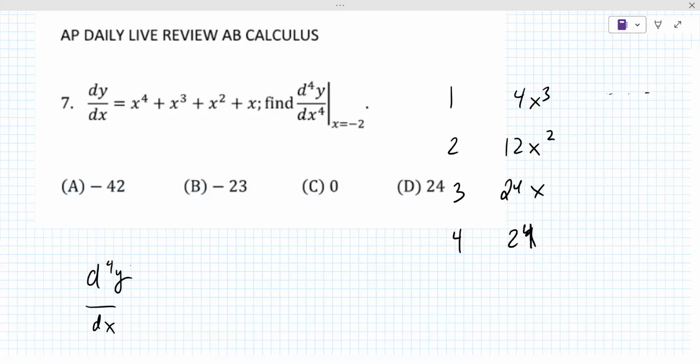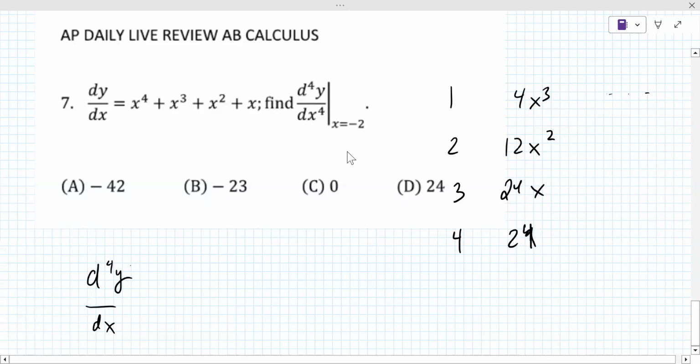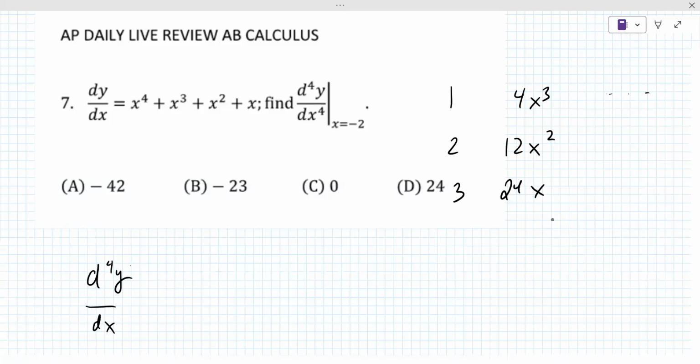Oh, you know what? I'm wrong. They're giving you the first derivative, which is weird. I don't know why they would do that. I guess just to be deceptive here. So I'm wrong. The 4th derivative is the 3rd derivative in this progression, which is the 24x plus 6, which is letter A. Yes.